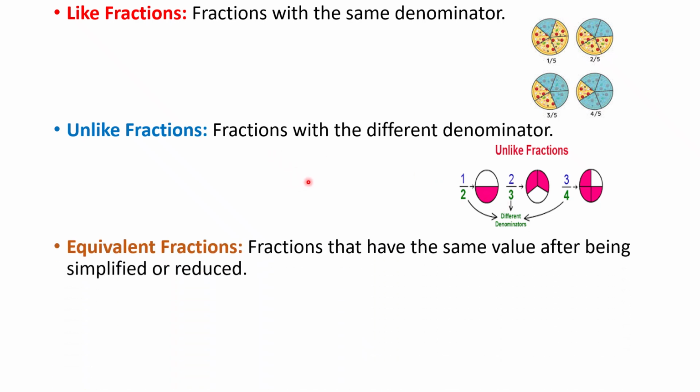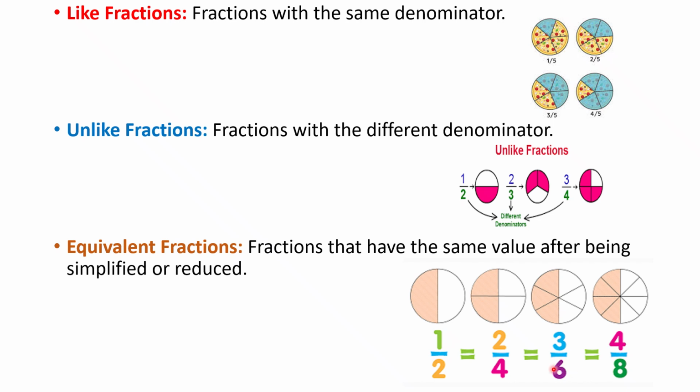And the next and the last one we have over here is an equivalent fraction. These are fractions that have the same value after being simplified or reduced. Suppose they give you two fractions and ask whether these fractions are equivalent or not. How can you say? When you simplify both the fractions, they should have the same value. If they have the same value, then they are equivalent.